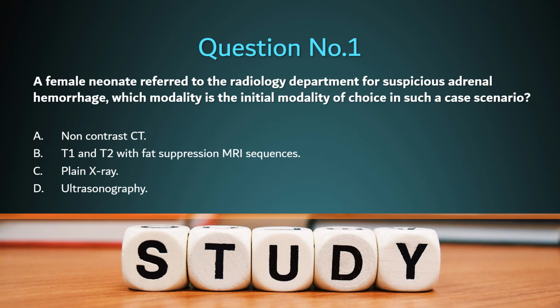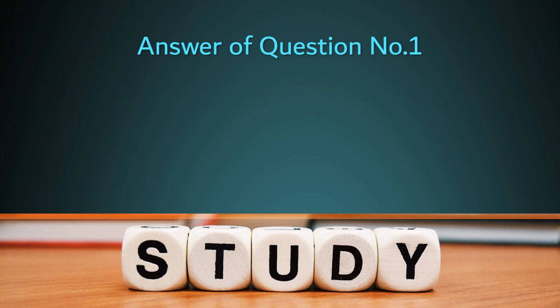Question number 1. A female neonate refers to the radiology department for suspicious adrenal hemorrhage. Which modality is the initial modality of choice in such a case scenario? Non-contrast CT, T1 and T2 with fat suppression MRI sequences, plain X-ray, or ultrasonography? The answer of that question is choice D, ultrasonography.